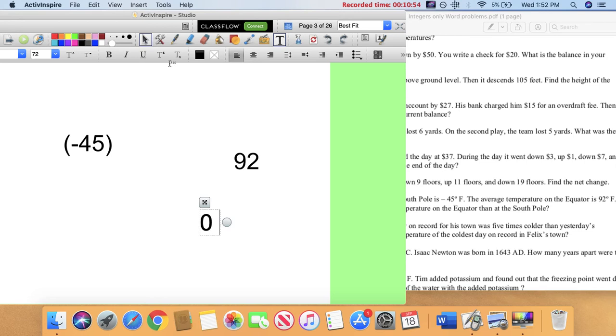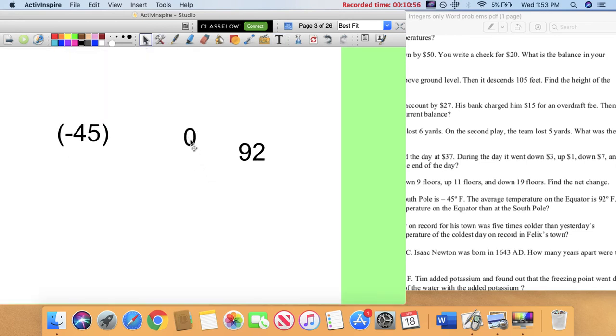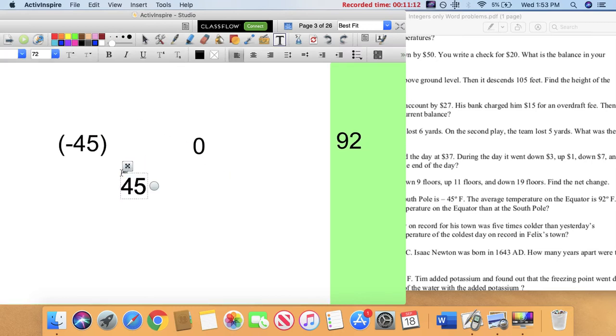All right, so let's look at a number line horizontally. That's negative 45. That's 0, and this is 92 all the way here. So it's definitely warmer in this section, right? How much warmer is it? Well, again, think about it in terms of absolute value. From negative 45 to 0, it's 45 degrees. From 0 to 92 is another 92.